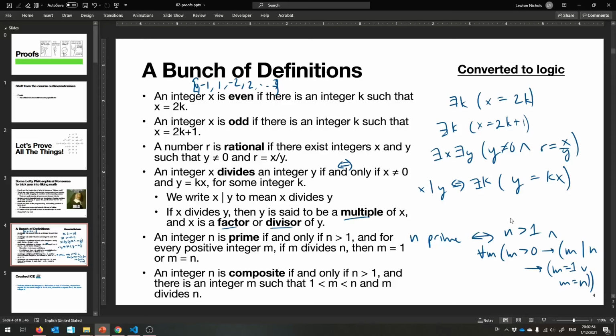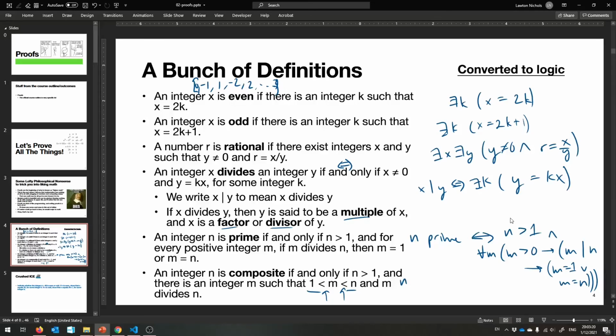And what I'm trying to say is you don't have to memorize this, just understand how to translate it. A number is composite if and only if, for n greater than 1, there is an integer m such that m is between 1 and n. It's not either of them. And m divides n. Okay, so let's try and write this ourselves again.